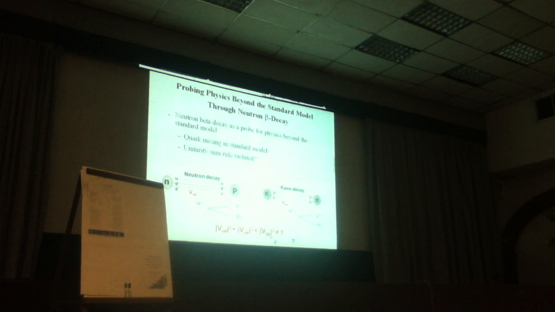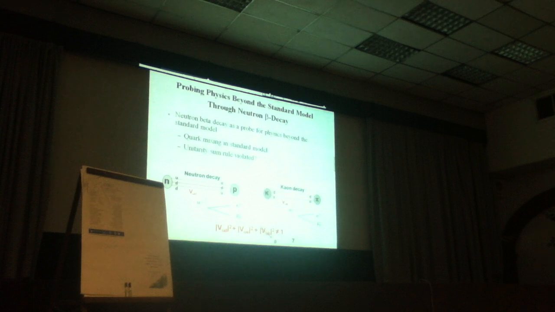Okay. So after you measure this beta asymmetry, now you can compare the physics in the hadron system. So in neutron decay, a D quark is converted into a U quark. And in kaon decay, an S quark is converted into a U quark. So these two processes look exactly the same, except for the quark flavor. And then you can use this to extract the values of the CKM matrix, which describes the coupling between the quarks, because the weak eigenstate is not exactly the same as the mass eigenstate.